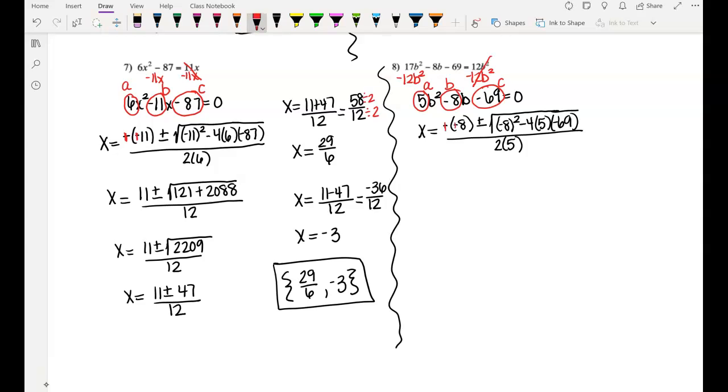I have a double negative out front here. So x equals 8 plus or minus the square root. Negative 8 squared is positive 64. Negative 4 times 5 is negative 20. Negative 20 times negative 69 is positive 1,380. And that's all going to get divided by 10.